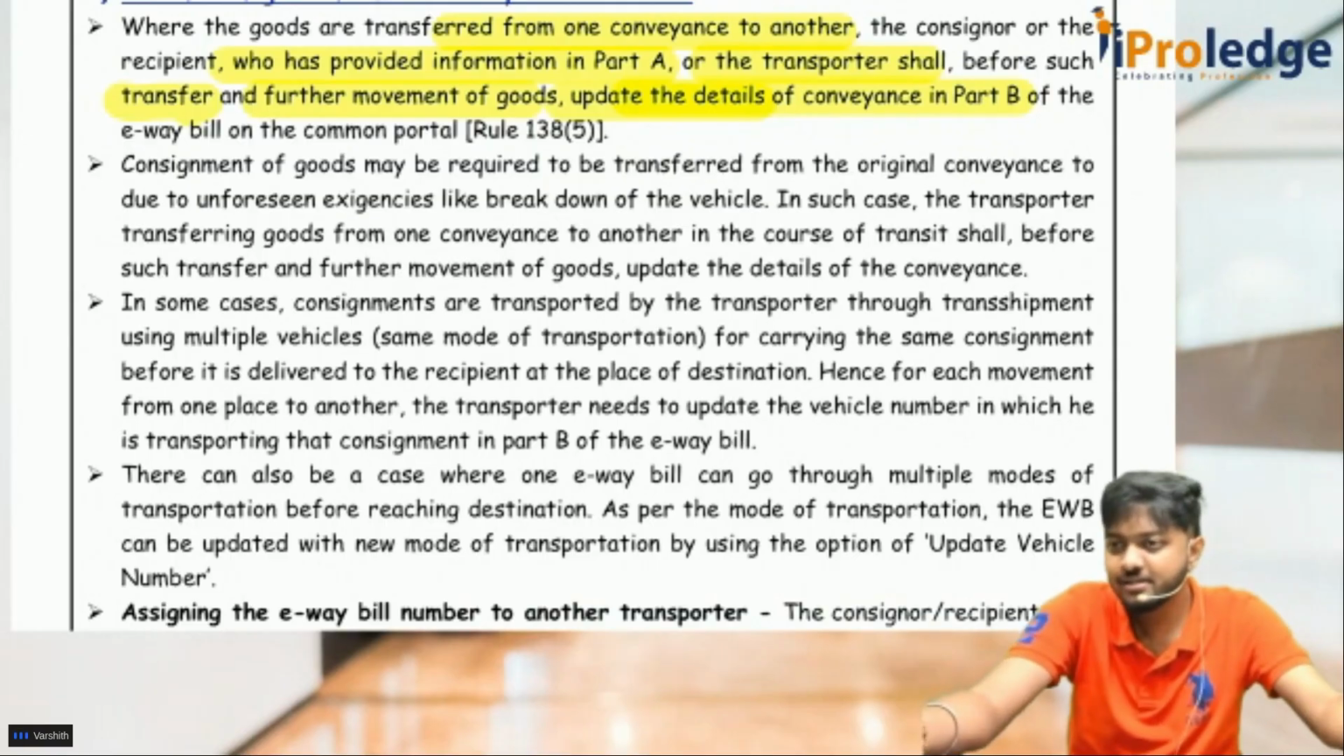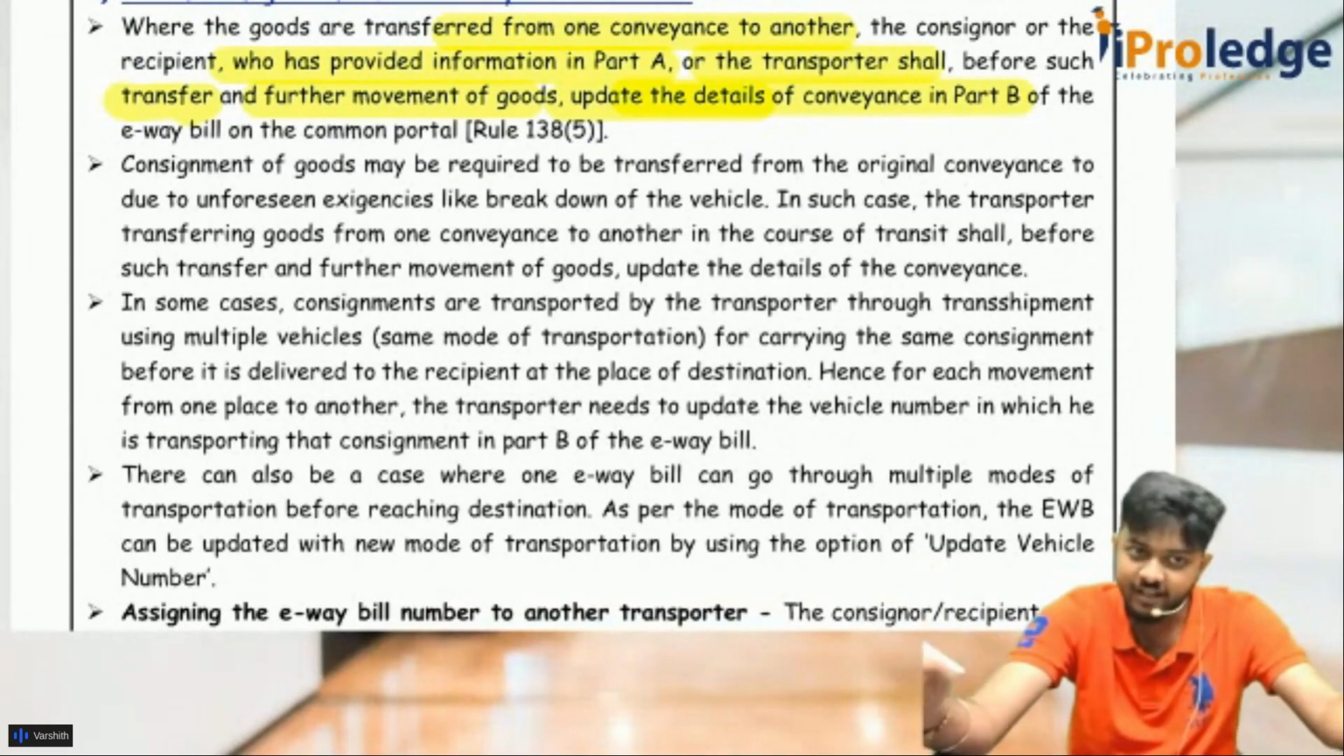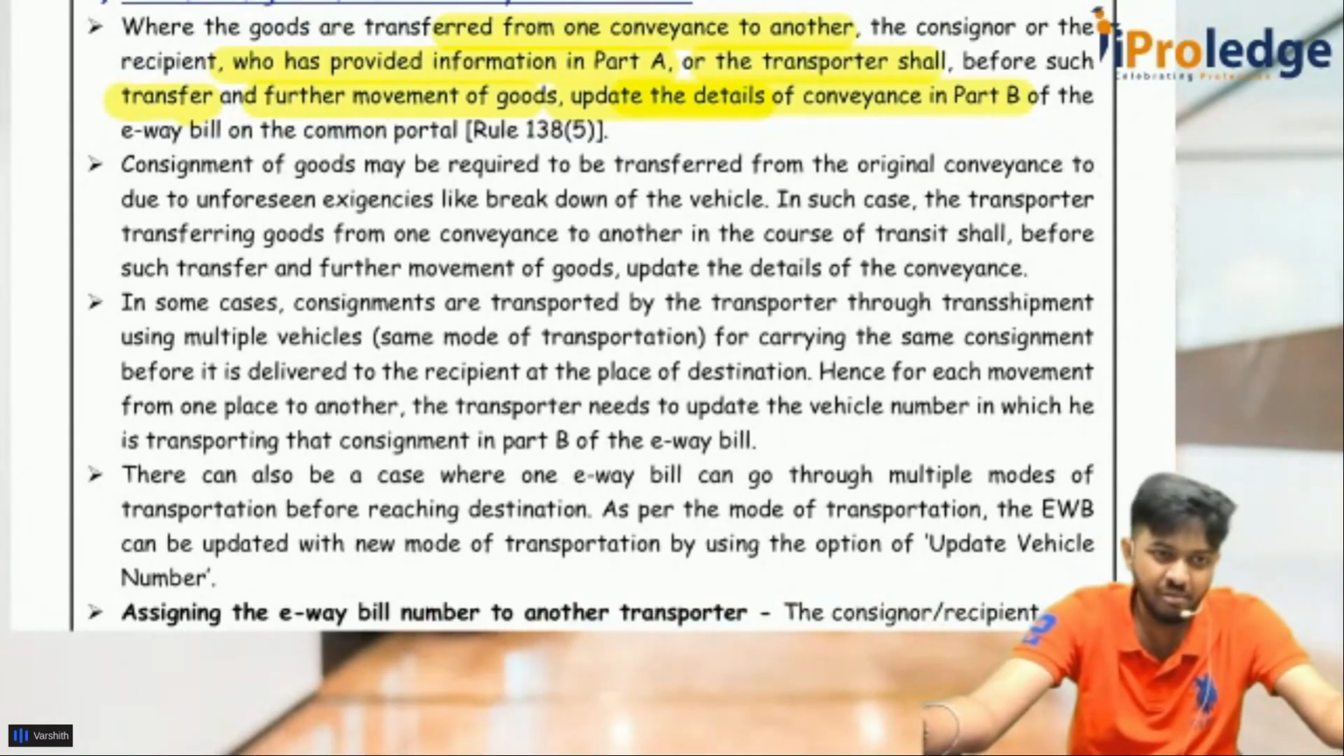Sometimes transshipment will happen. Transshipment means the same goods are going from Bangalore to Mumbai. They can go from Bangalore to Mumbai in one vehicle, or two different vehicles, or three different vehicles. It depends on the transporter. If he is shifting the goods from one conveyance to another conveyance, the transporter should ensure that he is also updating the registration number.